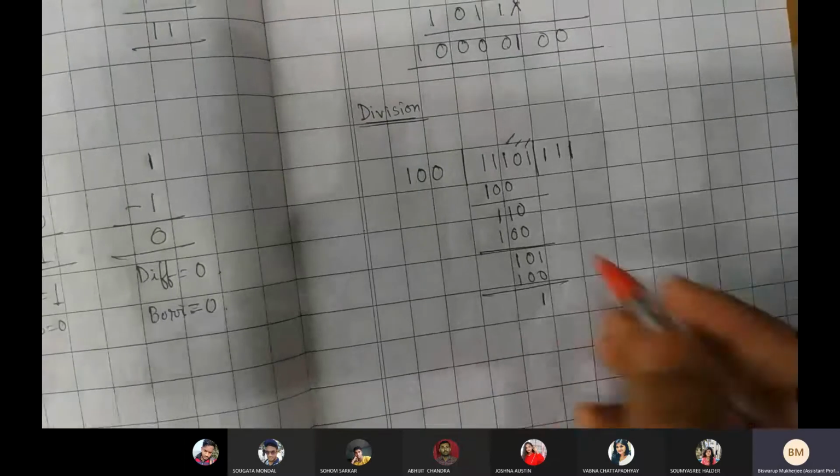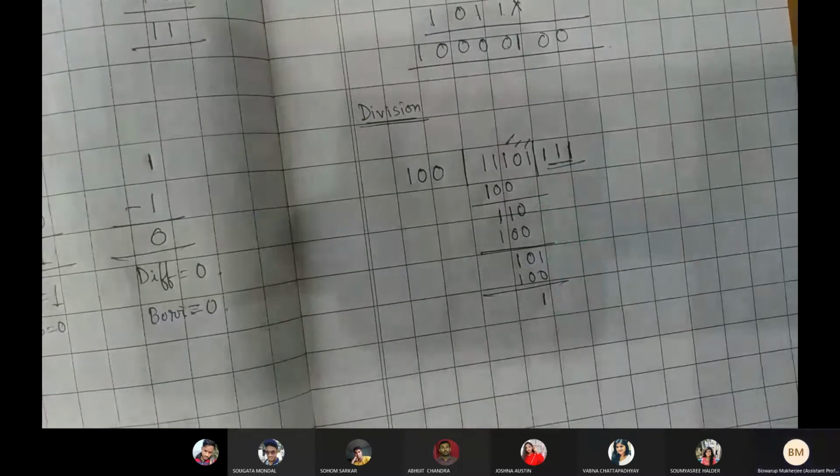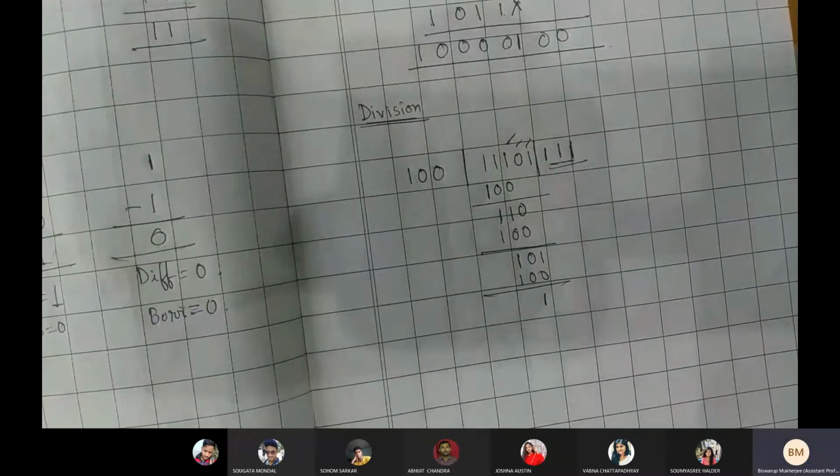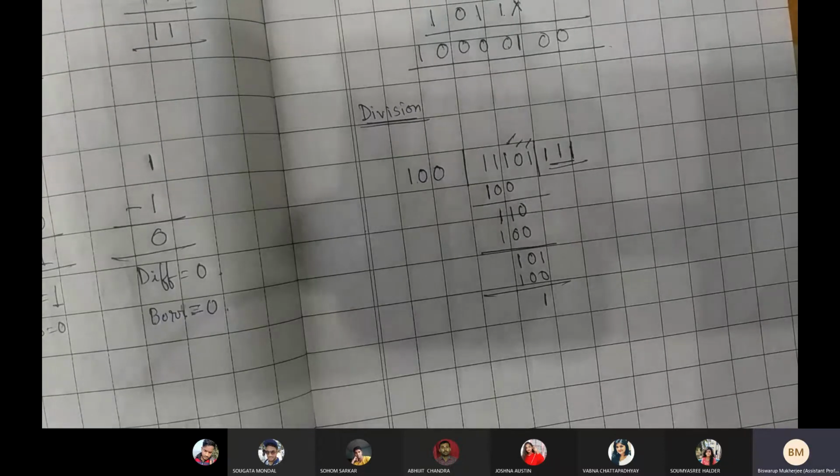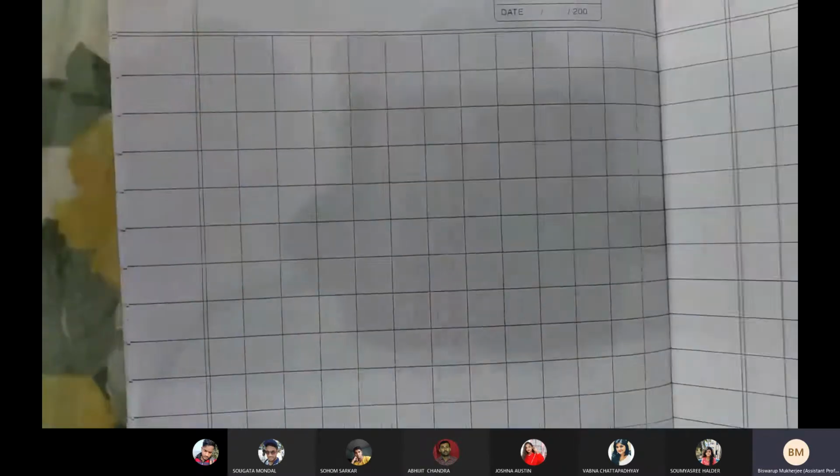So the result is 111 and the remainder is 1, right? So this is something like your binary addition, subtraction, multiplication, and division. Same way, likely our decimal number system. Only the difference is that here only 1 and 0. You have to keep it in mind. Hopefully you have understood all these 4 arithmetics. I'm not going for any further example.